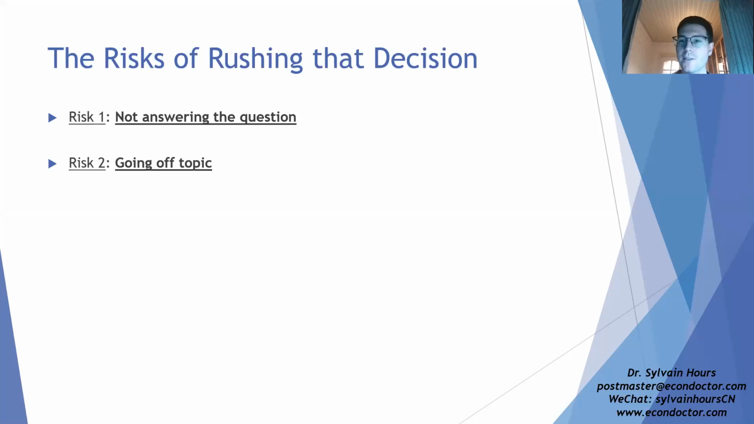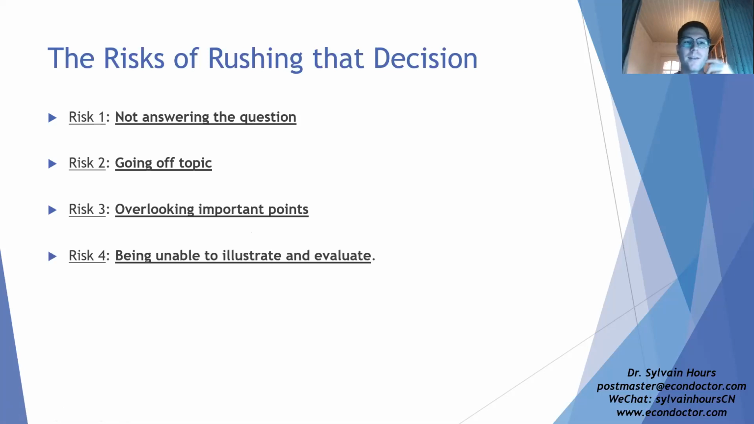If we choose too fast, if we don't read the question well enough, if we don't ask ourselves, do we really understand what the question is about, we might actually start talking about things that are completely irrelevant, things that really do not help answering the question. Third risk, the opposite, same thing. There might be some important points that would be overlooked. If we don't clearly understand what the question is about, we might not identify what are the key ideas that should be included. Next risk, being unable to illustrate and evaluate.